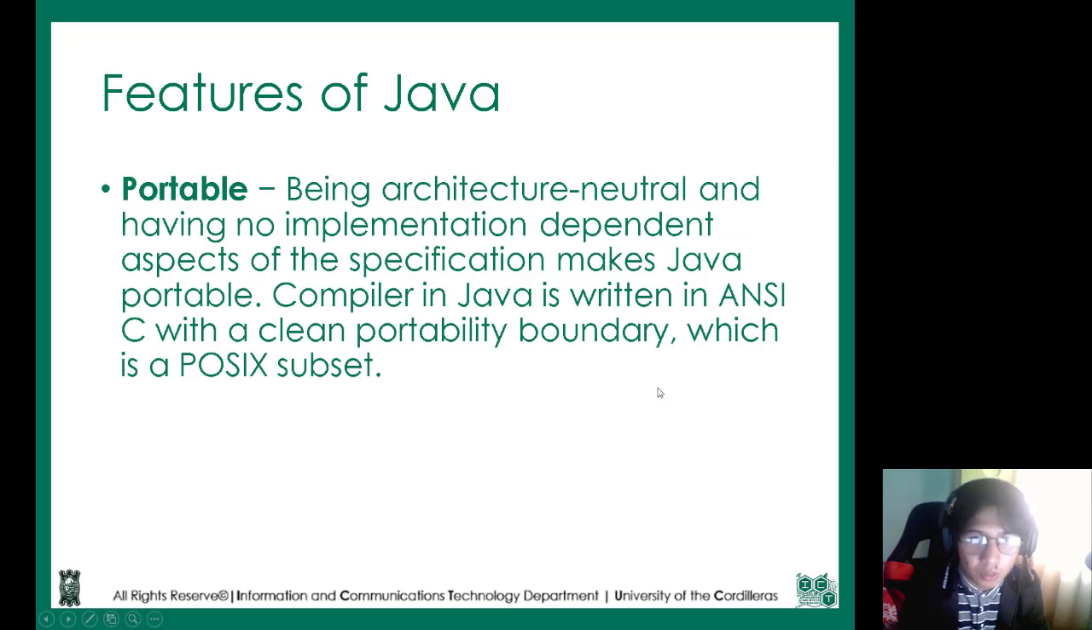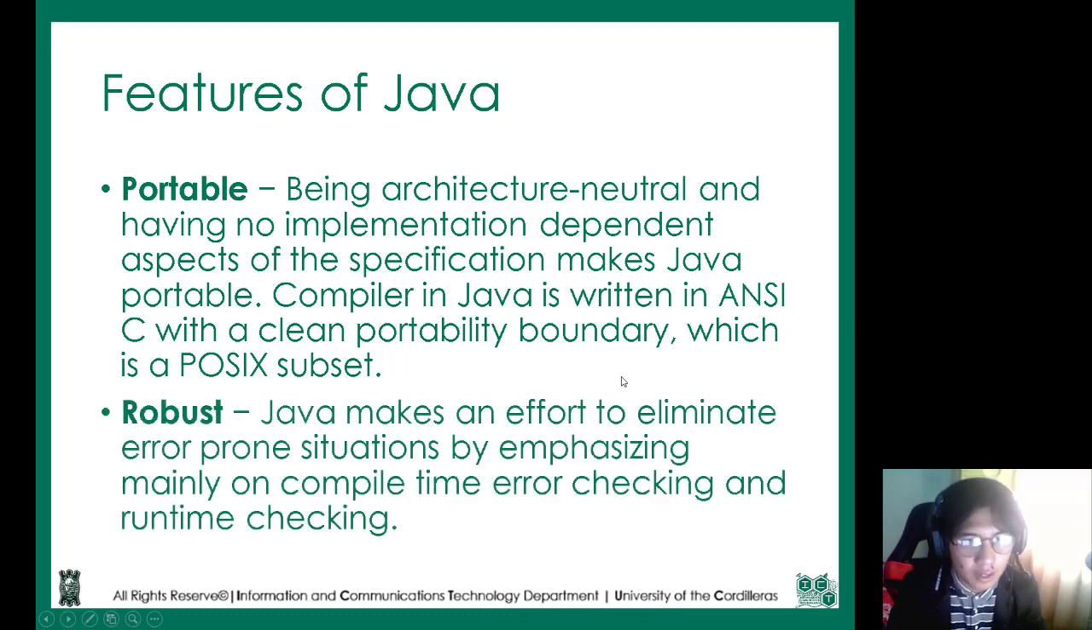Java is portable. When we say portable, we know the meaning of being portable. No implementation dependent aspects of the specification. That's why it makes Java portable. It's also robust. It makes an effort to eliminate error-prone situations by emphasizing mainly compile time error checking and runtime checking.